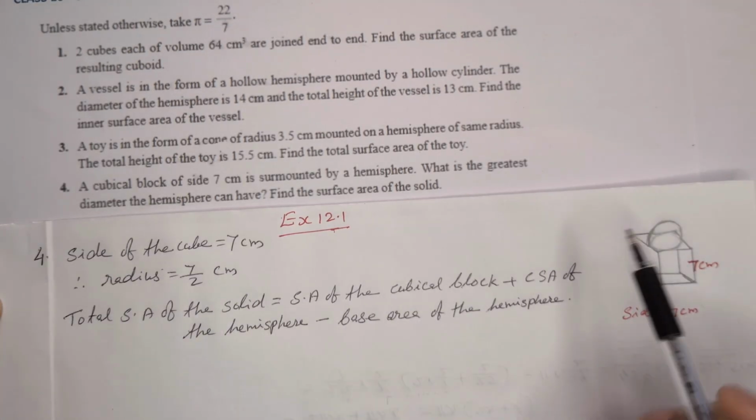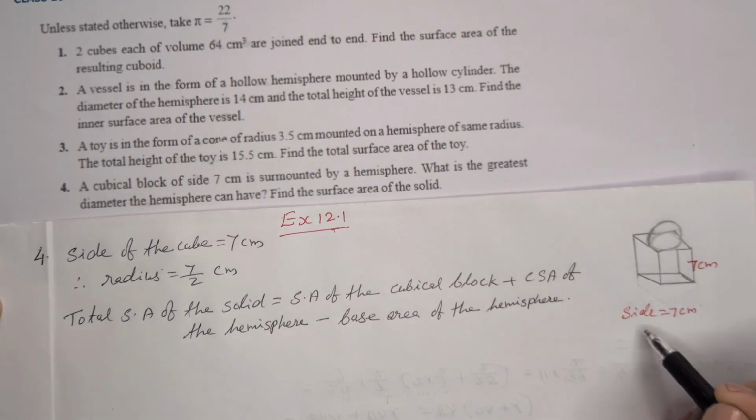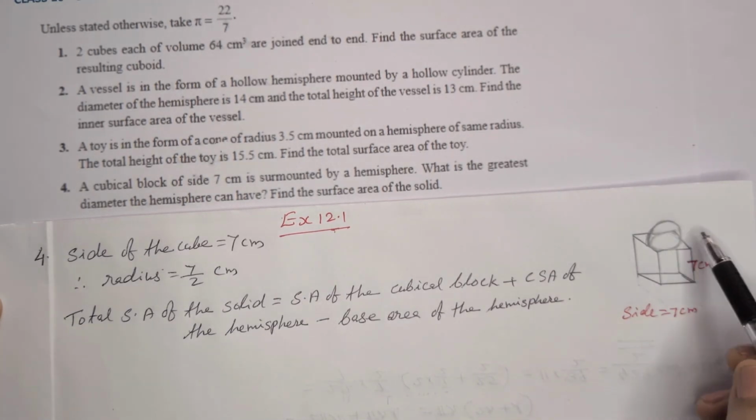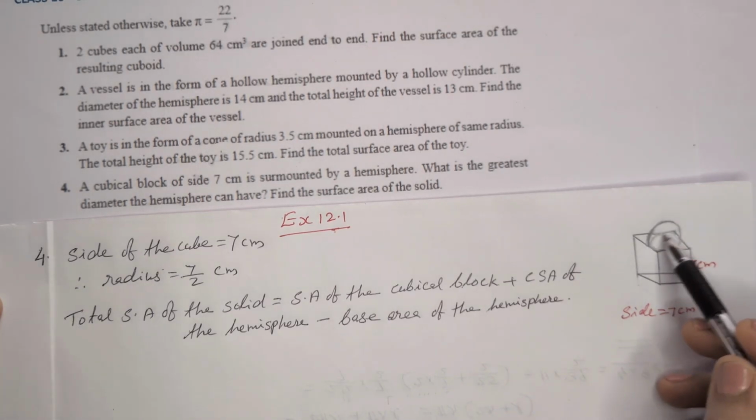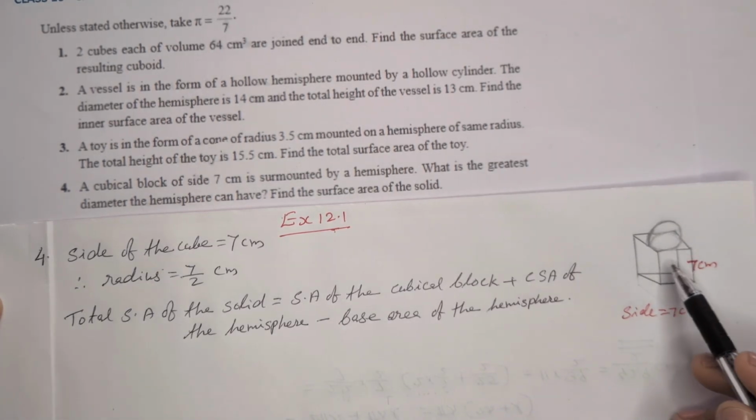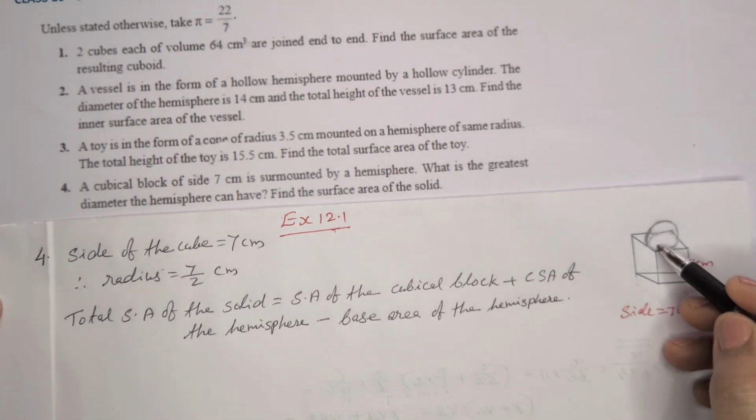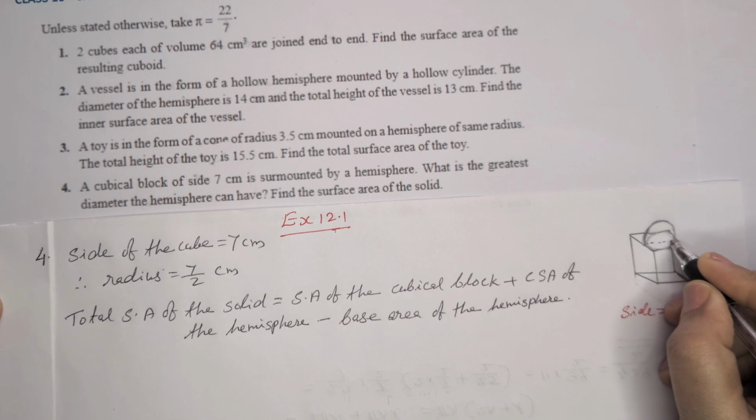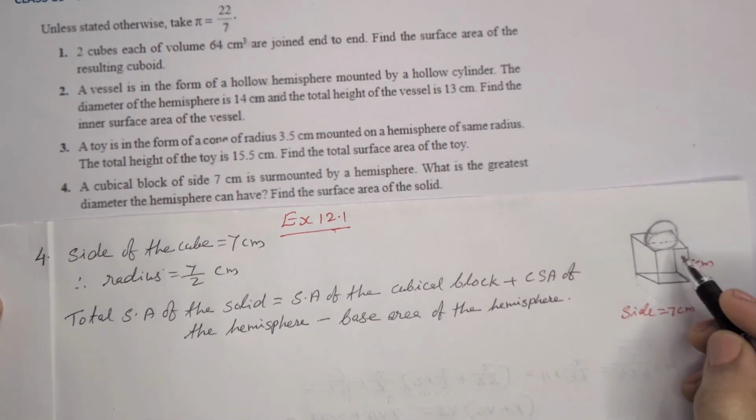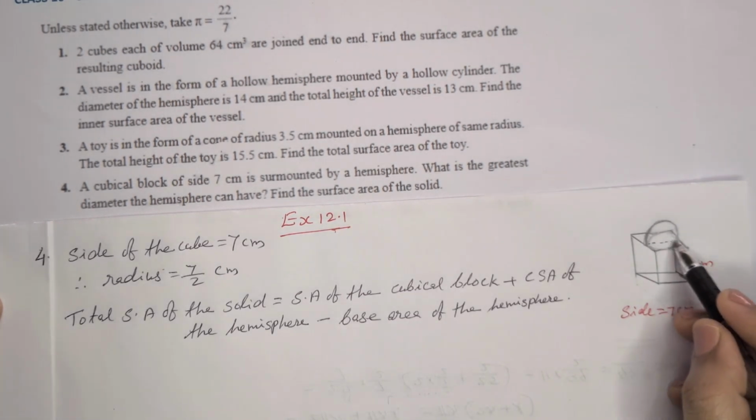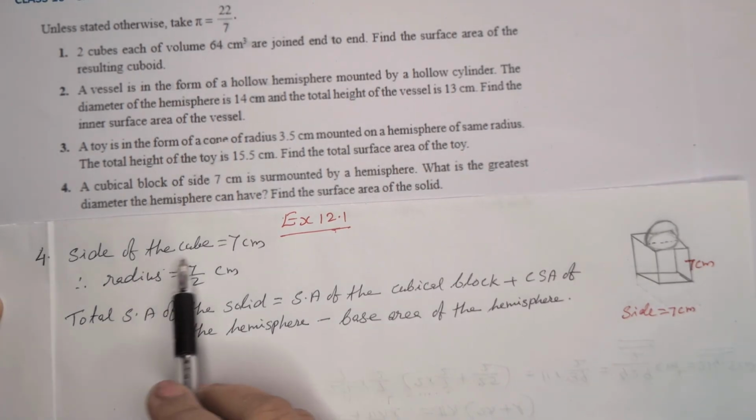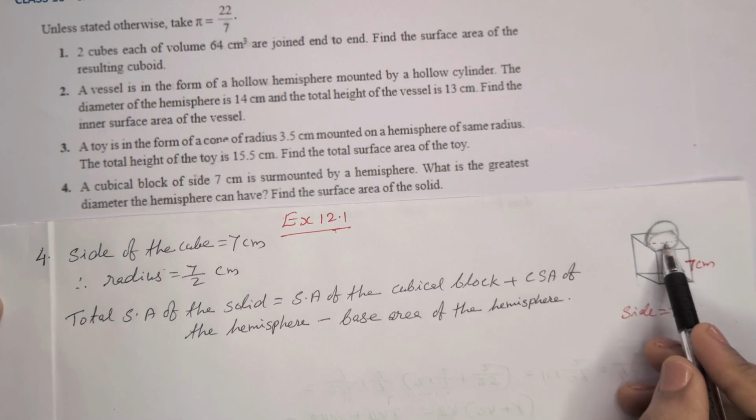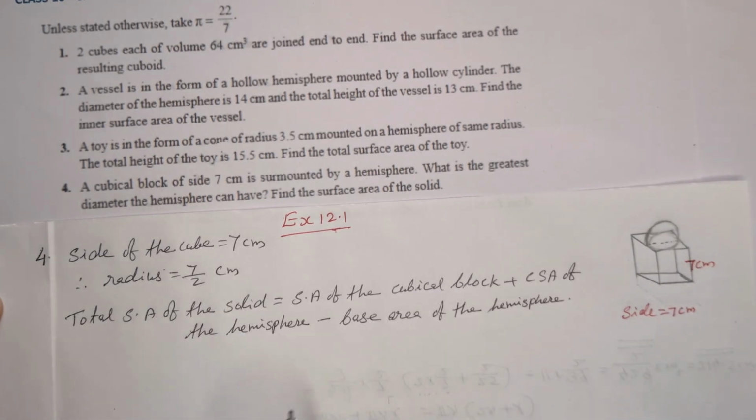Question number 4. A cubical block of side 7 centimeter is surmounted by a hemisphere. What is the greatest diameter of the hemisphere? Greatest diameter, which is the same as the side of the cubical block. So the diameter is the same as the cubical block. So we can write side of the cube, that is 7 centimeter. Then radius will be half of that, 7/2 centimeter.